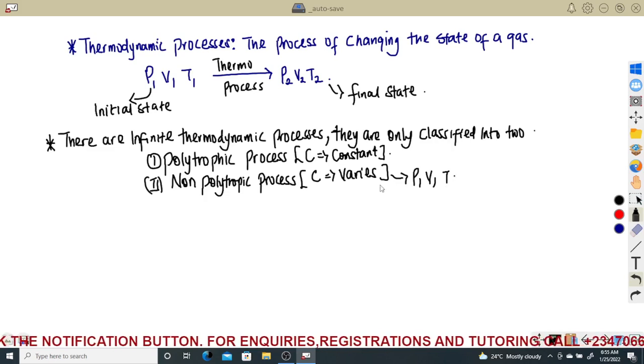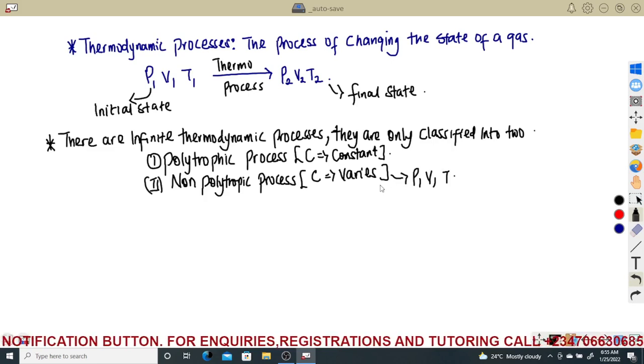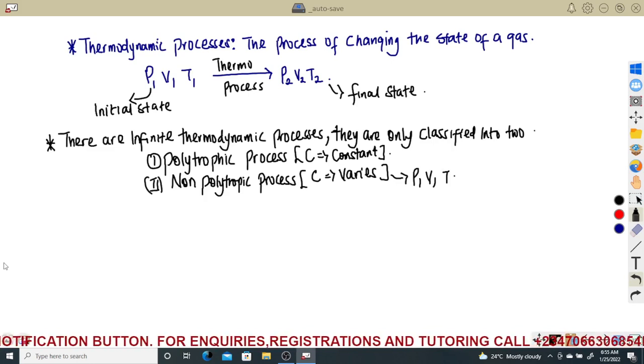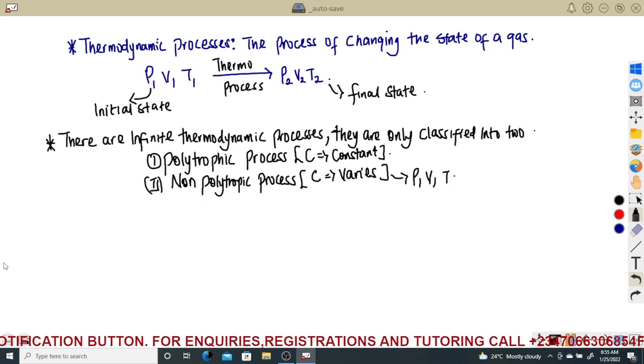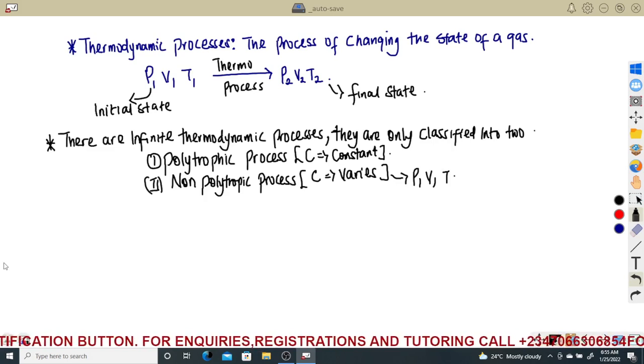So now we categorize change in thermodynamic process into two categories: polytropic process, and the second one, non-polytropic process. About the polytropic and non-polytropic processes, we are going to talk about them in detail when we talk about examples of all these processes in our next video, which will be part 2, where I'm going to finish all we talk about regarding the standard polytropic process.